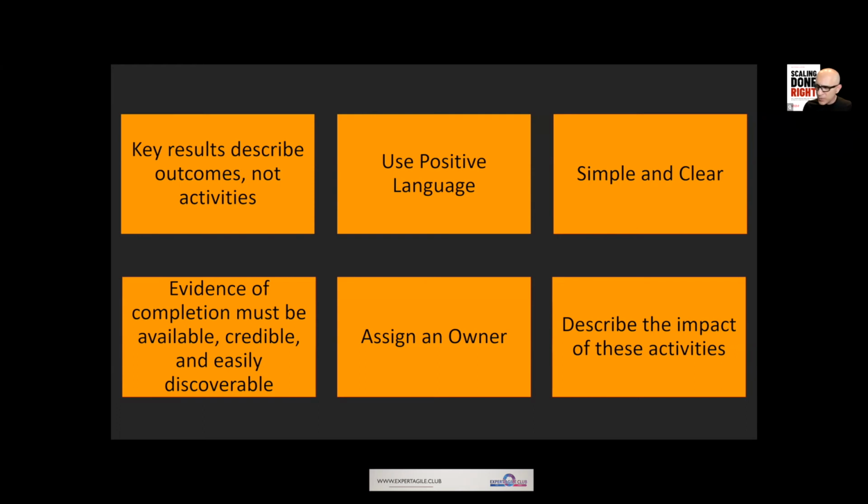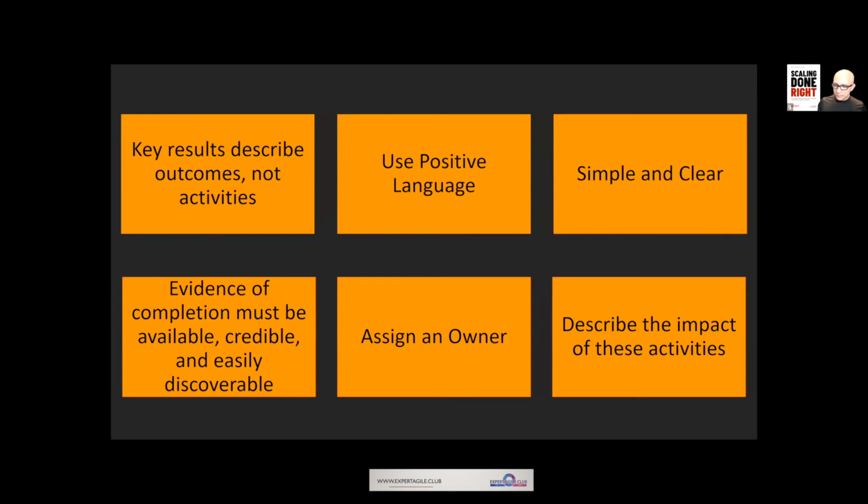I can never find stuff on SharePoint. I don't know if that happens to you guys. So I don't like evidence in SharePoint, right? Have an owner for each key result, which may be the whole team. And think about what impact you get from those activities. If you're familiar with impact map, that's something that if you show to a team, they get it really quick.